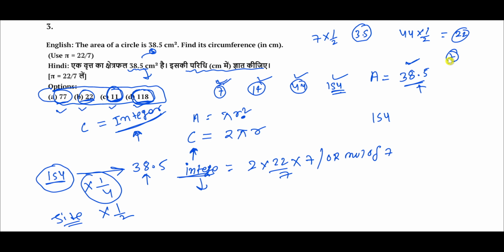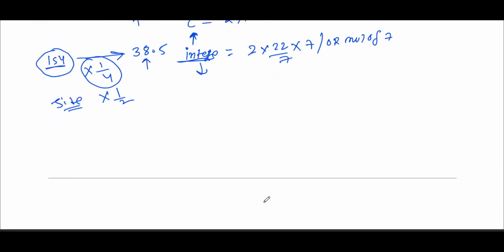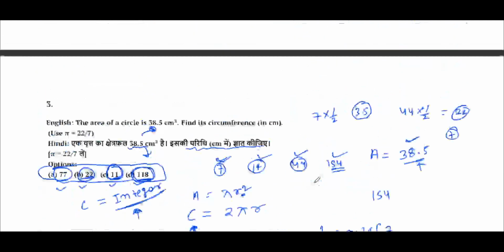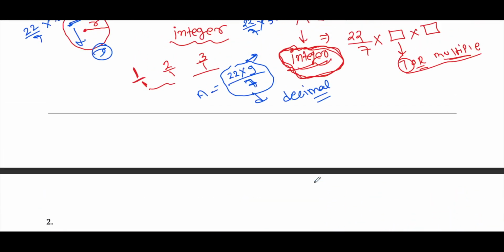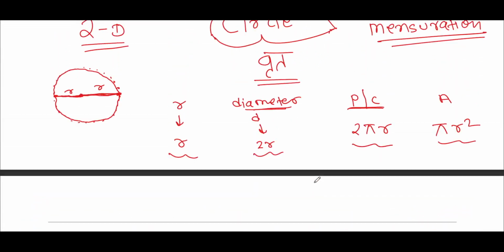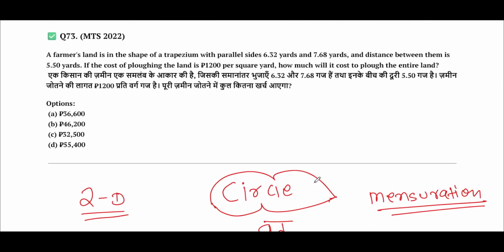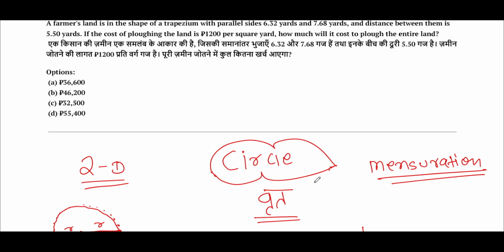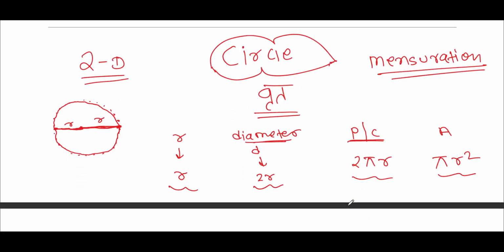Is it enough? This is the required time duration that SSC wants us to take to solve any particular question. Now think about the next question. So these are the only basics of this chapter, circle. If you assume radius 7, then diameter will be 14, circumference will be 44 and area will be 154.